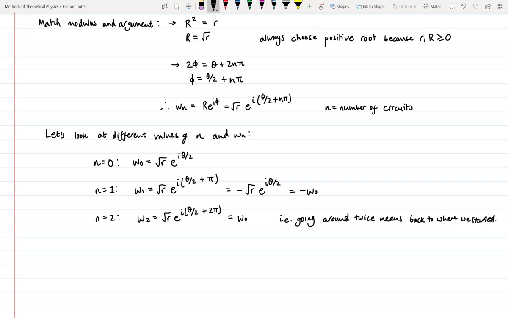And if we make another rotation, looking at n equals 3, w3, you can convince yourselves is minus w naught. And this kind of pattern will carry on where we alternate between w naught and minus w naught.